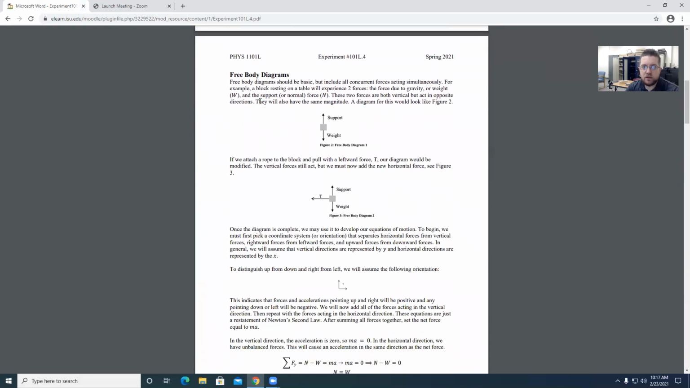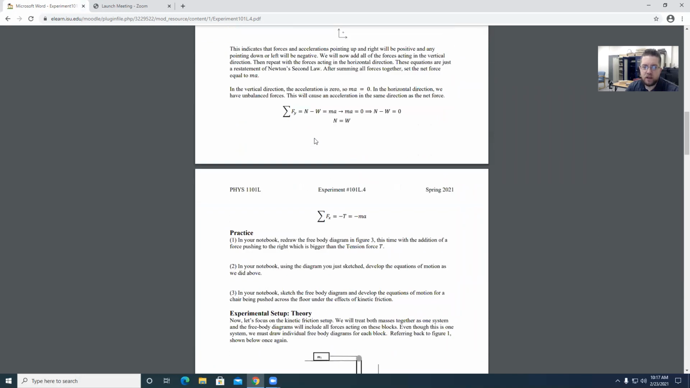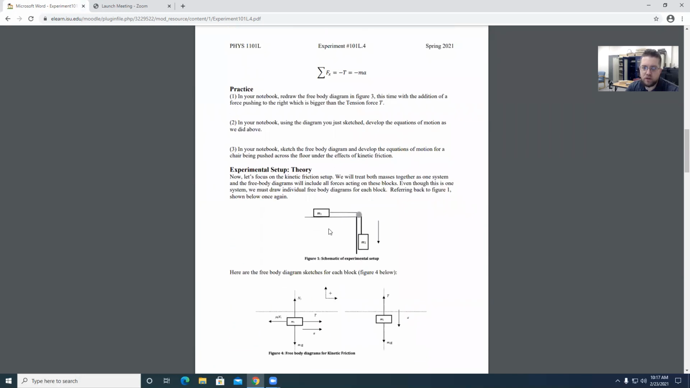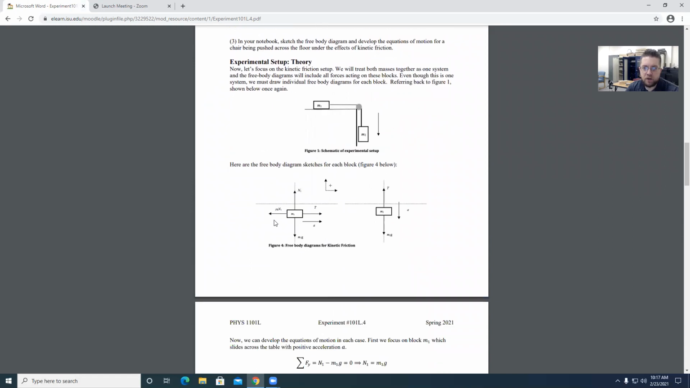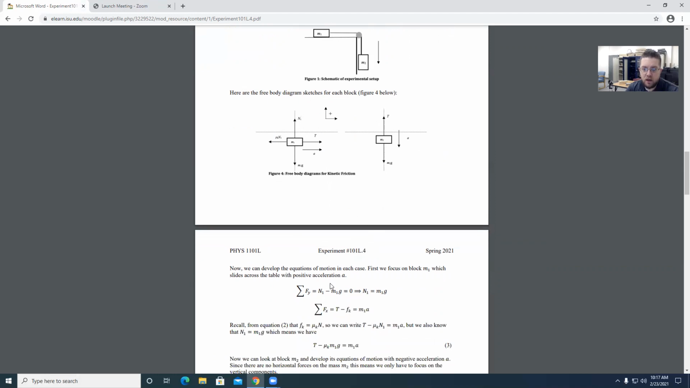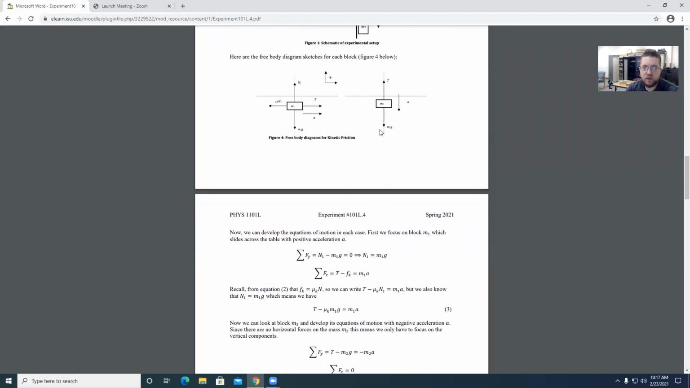The second section goes through free body diagrams, and gives the equations of motion that we'll be using in the experimental setup, okay? And so as you can see, each of these free body diagrams gives us the calculations we need to determine the coefficient of kinetic friction. As you can tell, we orient positive as always. This block is hanging off the table.